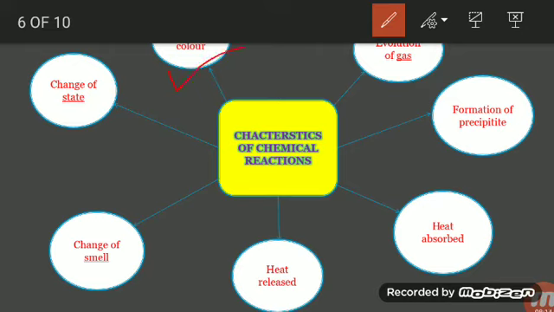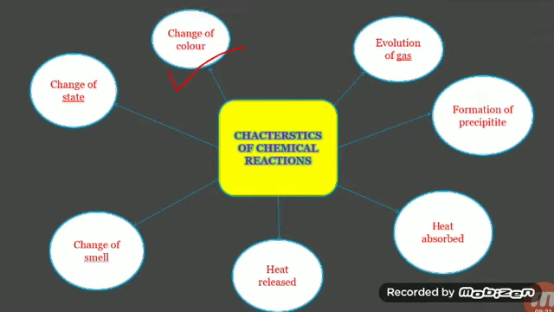So for an example, we can say that copper sulfide plus hydrogen sulfide becomes copper sulfide plus sulfuric acid. I couldn't give the chemical equation over here because it would occupy a lot of space. If you want me to make another video with all the examples for characteristics of chemical reactions, make a comment down below so that I could make a video.